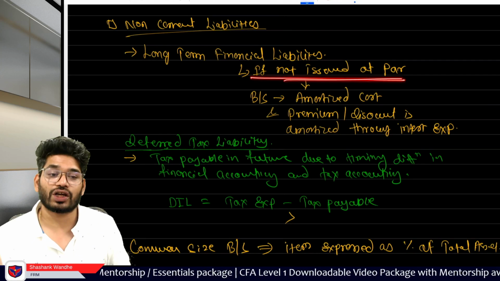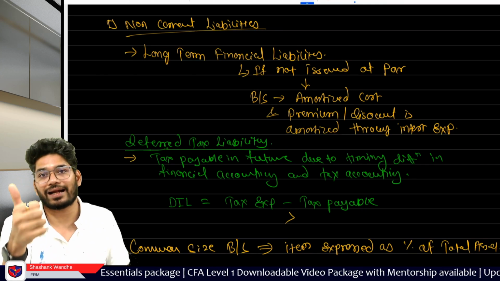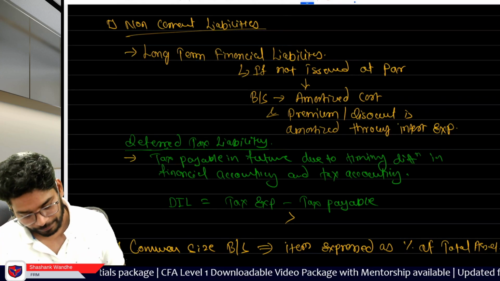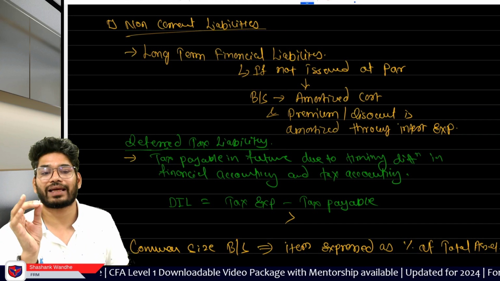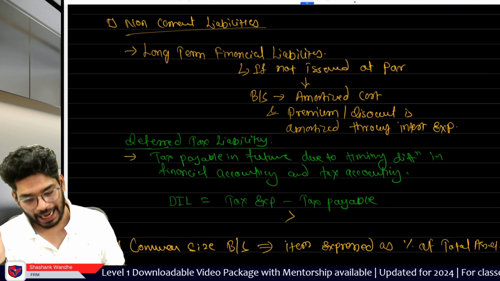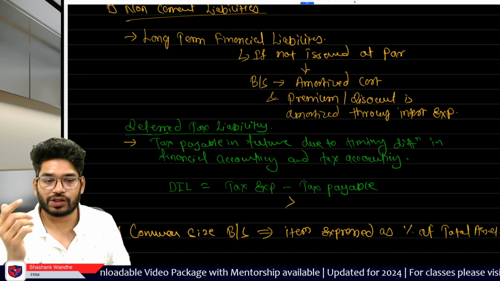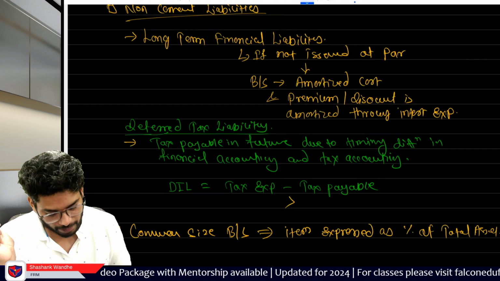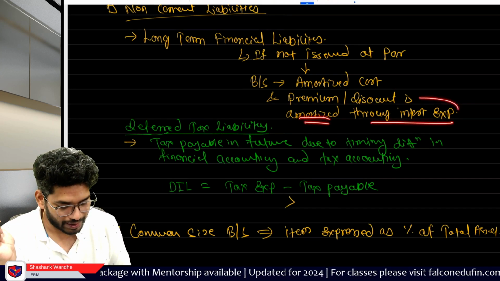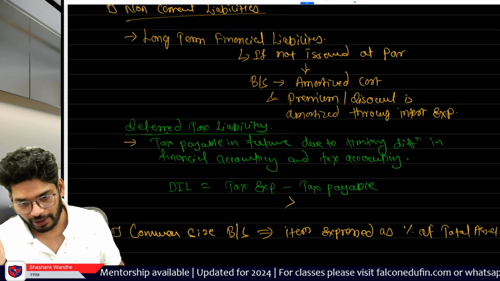If these financial liabilities are not issued at par, not issued at par means either at the premium or at the discount, then in the balance sheet, this will be carried at amortized cost, and the premium or discount, what is the situation? Because it's not at par. So premium or discount is amortized through interest expense. It is amortized through interest expense. The point to remember here.